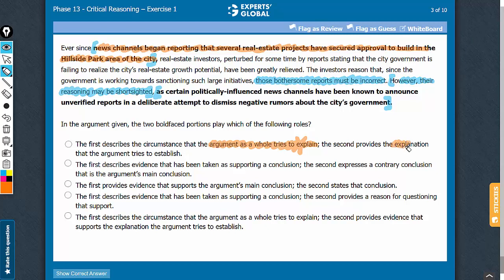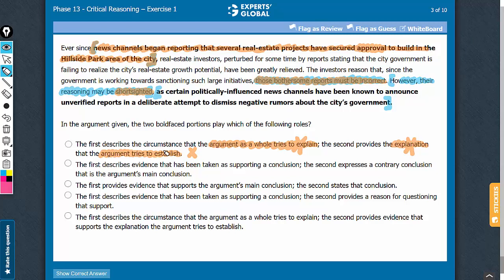No, the second is not an explanation that the argument is trying to establish. See, the argument is not trying to establish any explanation. The argument is simply trying to say that this optimistic view here may be short-sighted. The argument is not trying to explain this phenomenon here. This is a fact. This is something that is actually happening. News channels are reporting such approvals. In case you chose answer choice A, you were caught in the vocabulary involved. Yes, eliminating answer choice A is not very easy. It is very nuanced. A lot to be learned from the elimination of answer choice A here.